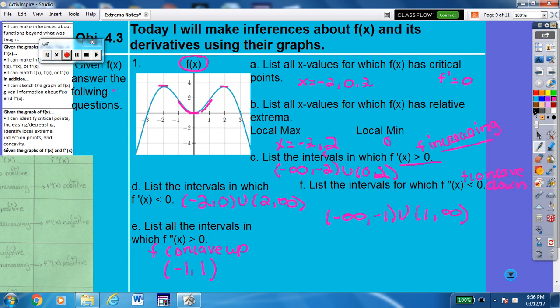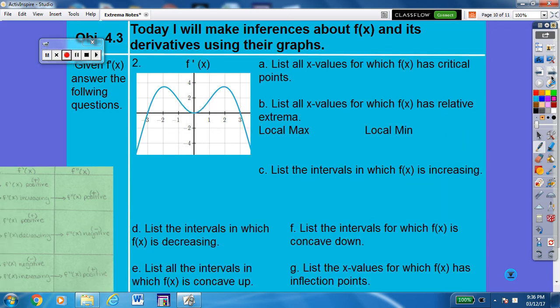Alright, so now we're going to take this example, the same graph, and pretend like we were never given this graph as f, but instead it was the derivative. If I move to the next chart, you see I have the same exact picture, but we're going to now assume that this graph is the graph of the first derivative.